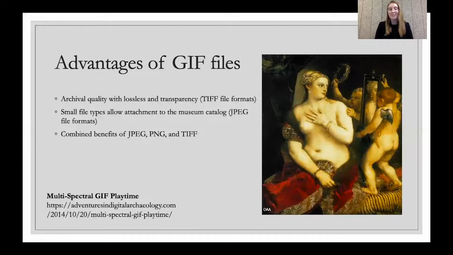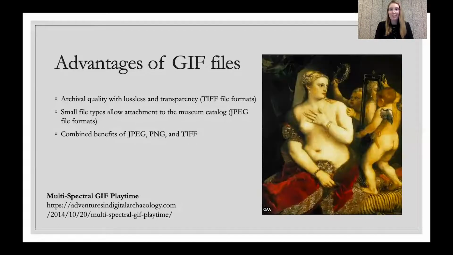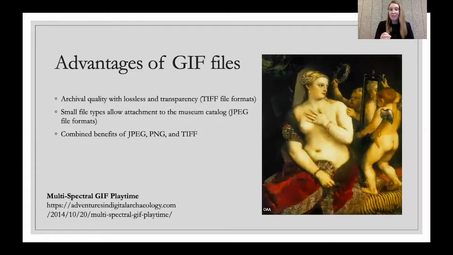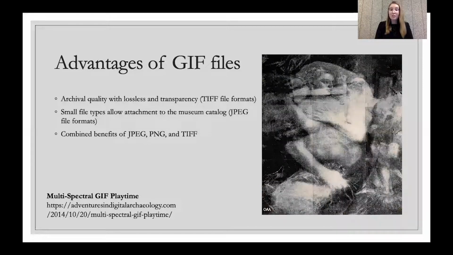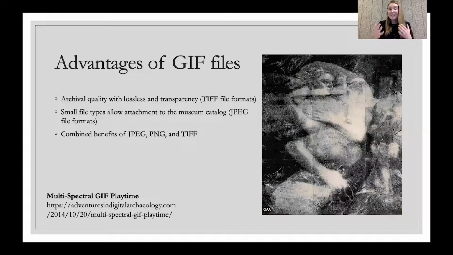One other benefit is seen on this screen with Titian's Venus in the Mirror. This example comes from Multispectral GIF Playtime, the link at the bottom of the screen, and showcases how cultural heritage institutions can share spectral data, in this case X-ray data, specific to an image with the public. In this case, they're sharing an X-ray image underneath, revealing that Titian actually completely shifted his canvas when he was creating it to restart, something that the public might not engage with if they can't see it directly on top of each other in a GIF file.